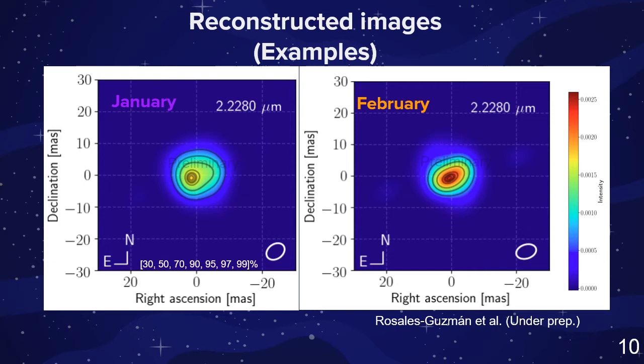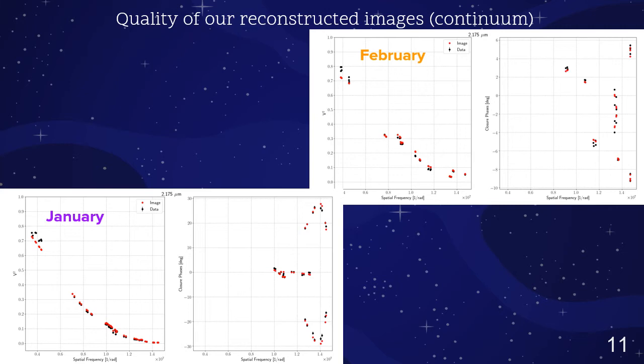In this slide, I show you 2 examples of our reconstructed images in the continuum at the same spectral channel. As you can see, there are differences between one image and the other. The January image presents a spot towards the southeast, while the February image presents a more elongated structure. We used plots like these ones to verify the quality of our reconstructed images. Here is an example which shows the agreement between the reconstructed image in red and the corresponding data in black.